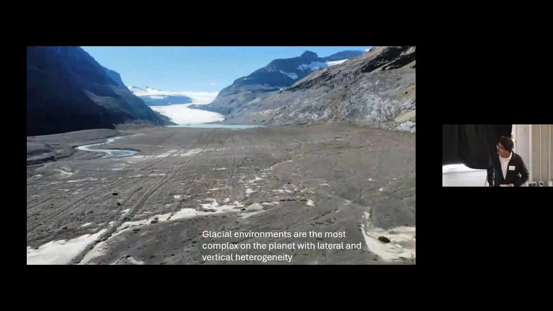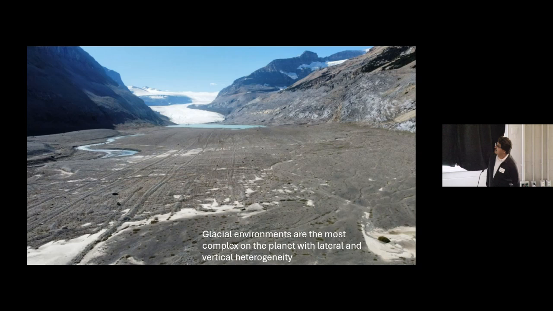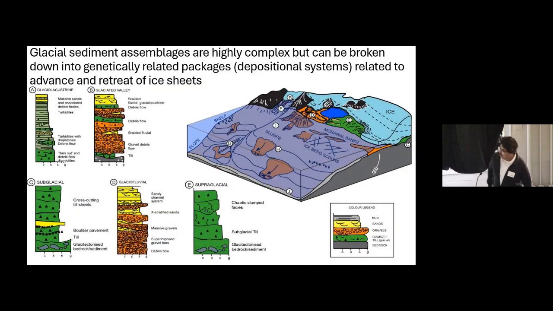So to kick things off, unfortunately for you guys, glacial land systems are one of the most complex sedimentary systems in the world. They have a huge amount of lateral and vertical heterogeneity, and that obviously poses challenges in mapping for hydrogeological and geoengineering studies. But we're scientists, we don't leave it at that. We don't give up, and we generate models.